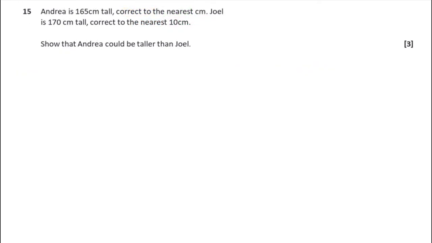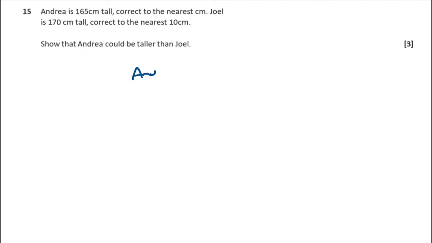Andrea is 165 centimeters tall, correct to the nearest centimeter. Joel is 170 centimeters tall, correct to the nearest 10 centimeters. Show that Andrea could be taller than Joel. Well, look, that makes no sense on the surface, but then when you realize these are rounded numbers, it does kind of make sense a little bit.